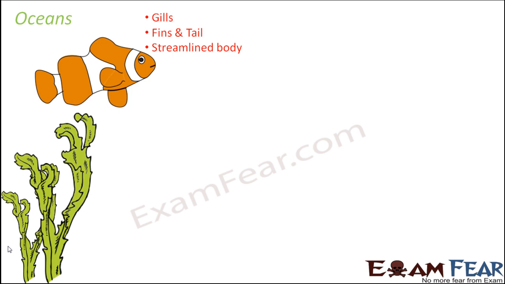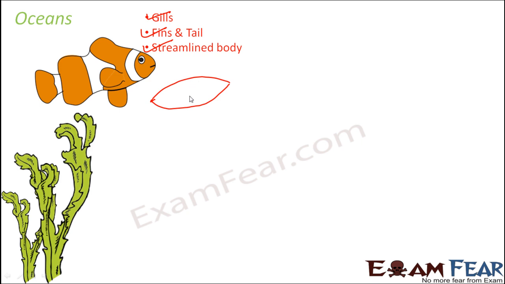When you talk about the animals seen in the oceans, fishes are one very common animal, and fishes have certain special features which help them to survive in water bodies. They have gills which help to take in the dissolved oxygen from water. They also have fins and a tail which help them to maintain balance while moving in water, and the tail helps to change direction. They have a streamlined body, tapered at both ends and thicker in between.